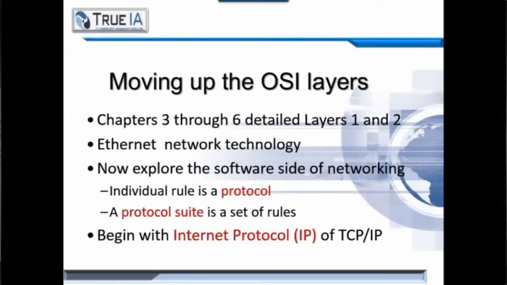First, let's start with a little bit of history. You'll remember from previous modules our discussion of the OSI layers, Chapter 3 to refresh your memory, through Chapter 6. Well, we detailed layers 1 and 2. We also looked at some of the Ethernet network technologies. Now we're going to explore the software side of networking. Certain rules, if you will. Individual rules are called a protocol. The protocol suite is a set of rules, beginning with IP. That's the IP of TCP/IP.